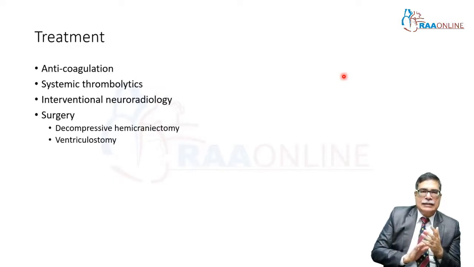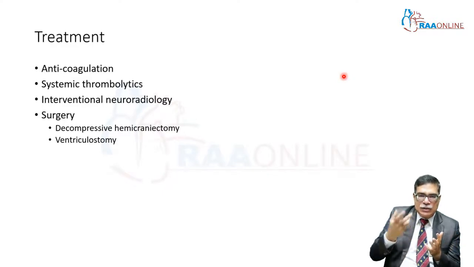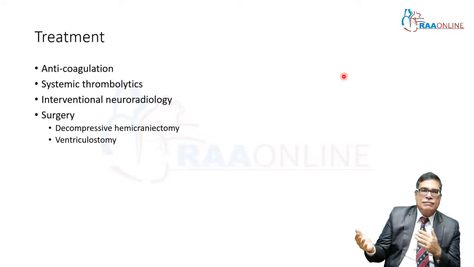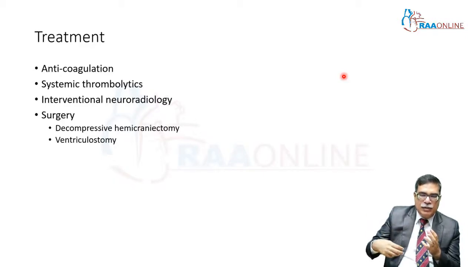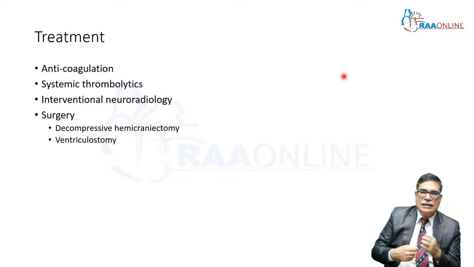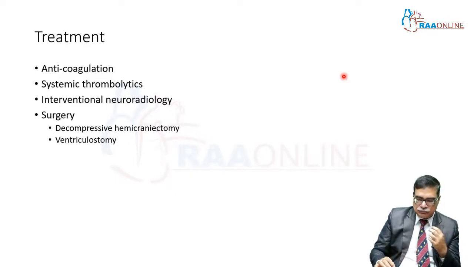The treatment for CVT is primarily medical, where you start the patient on anticoagulation, initially IV, then oral anticoagulation. Sometimes the patient may also benefit from clot retrieval through interventional neuroradiology, but here it is a little bit more tricky because operating within the vein is technically more challenging than operating within the arteries.